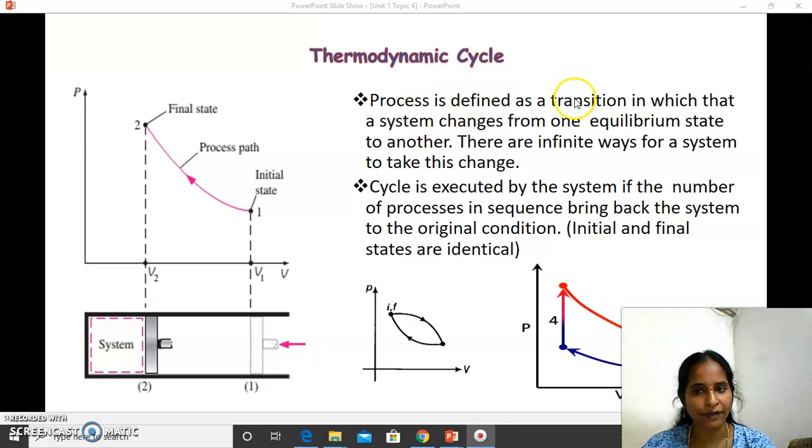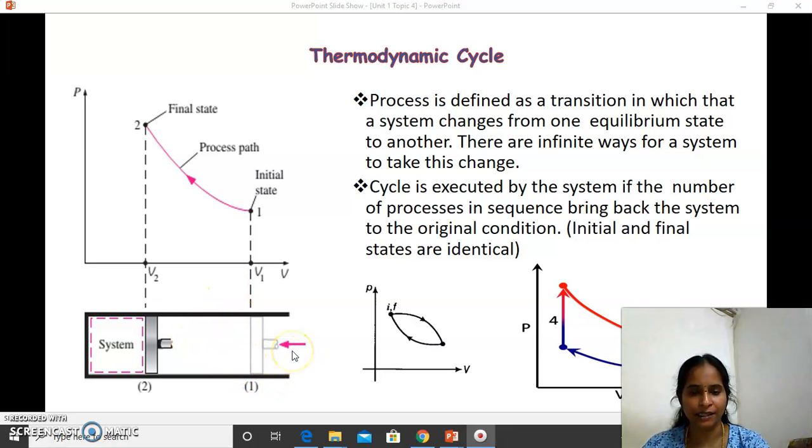Here the process is defined, so a cycle is executed by the system if a number of processes, any processes, in sequence, a series of processes, take place to bring the system back to its original condition. Initial and final conditions or states are identical. Here you can see this is the initial state of a process, the final state of a process, and this is the process path. That is, this is the locus of a continuous series of equilibrium conditions. Here you can put a dot. Continuously it has crossed thermodynamic equilibrium states.